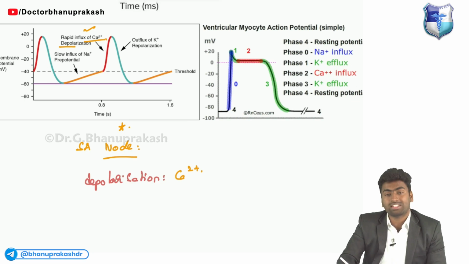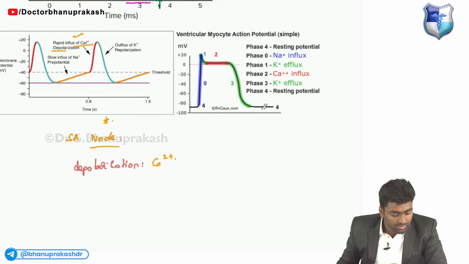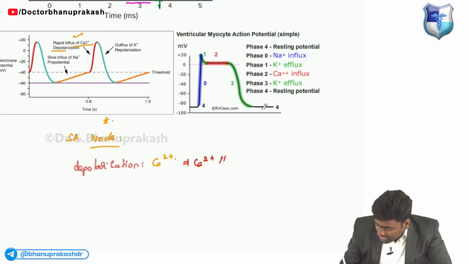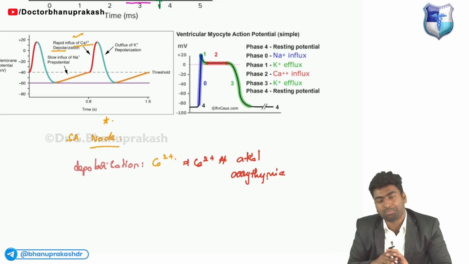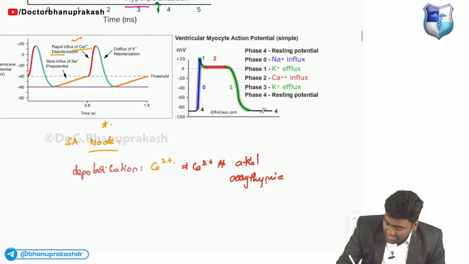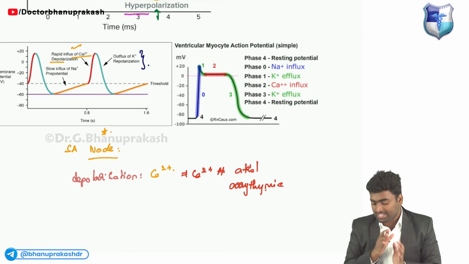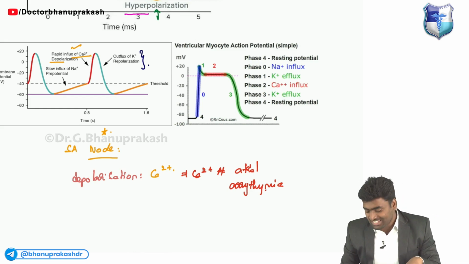That is why if there are any atrial arrhythmias, meaning atrial problems, we can give calcium channel blockers. The hyperpolarization in the case of a nerve is because of excessive potassium. Repolarization is a universal phenomenon, and I told you it is because of potassium. So in the SA node, if they ask which of the following ions is responsible for depolarization, the answer is calcium.